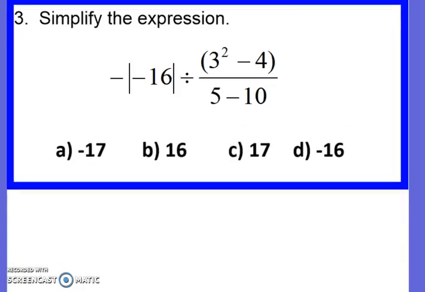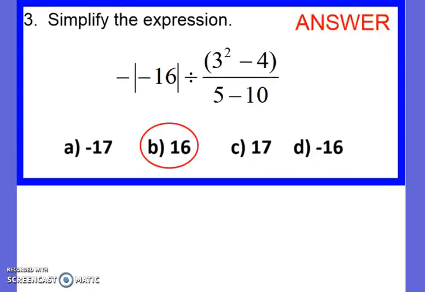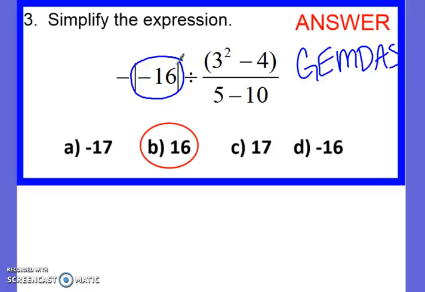Here's number 3. And here's the answer. So if we go back to GEMDAS, grouping symbols, the absolute value would be a grouping symbol. So the absolute value of -16 is 16, right? This negative here, we haven't done anything with it, so I have to bring it down. Then we have divided by, and I'm going to go ahead and simplify this fraction.